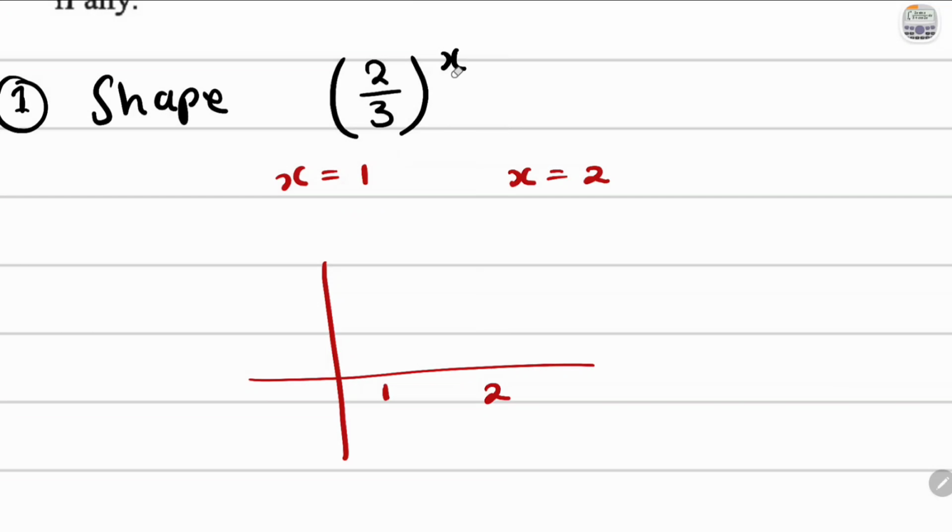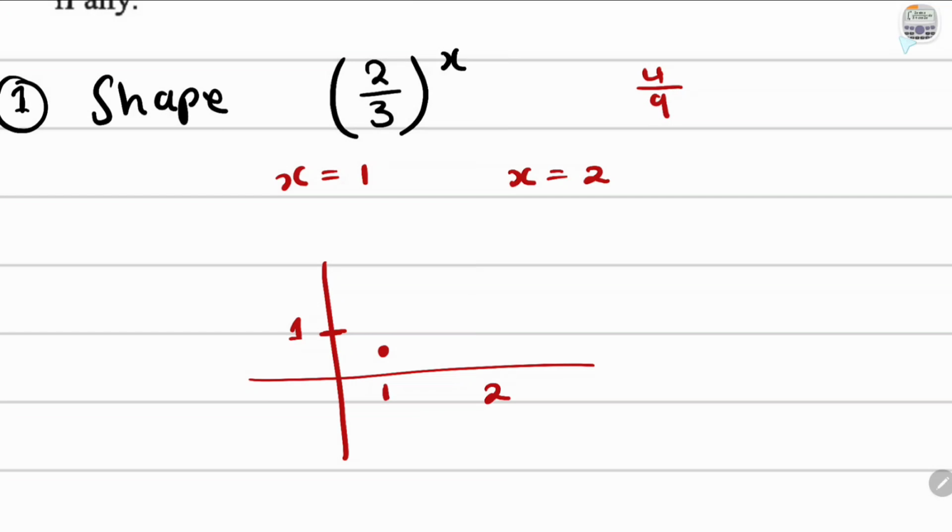When you substitute x is equal to 1, you know that an exponent of 1 doesn't change anything. So you'll still have the 2 over 3, and let's just say this is 1 here. So you would have 2 over 3, which is roundabout here. Then what happens when you substitute 2? Well, the 2 gets squared, the 3 gets squared, and you get 4 over 9.